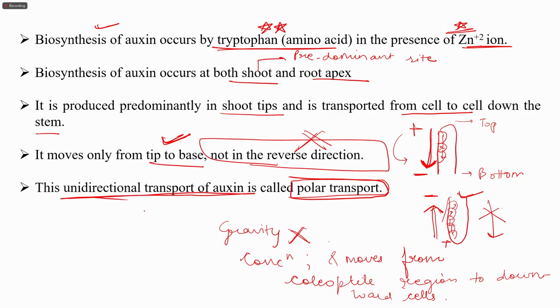So this is important, that the transportation of auxin is not affected by the presence of gravity. It is actually a unidirectional transport that happens from cells that are present on the tip to the base. The cells which are present in the tip region, the auxin moves downwards to the base region. Right?